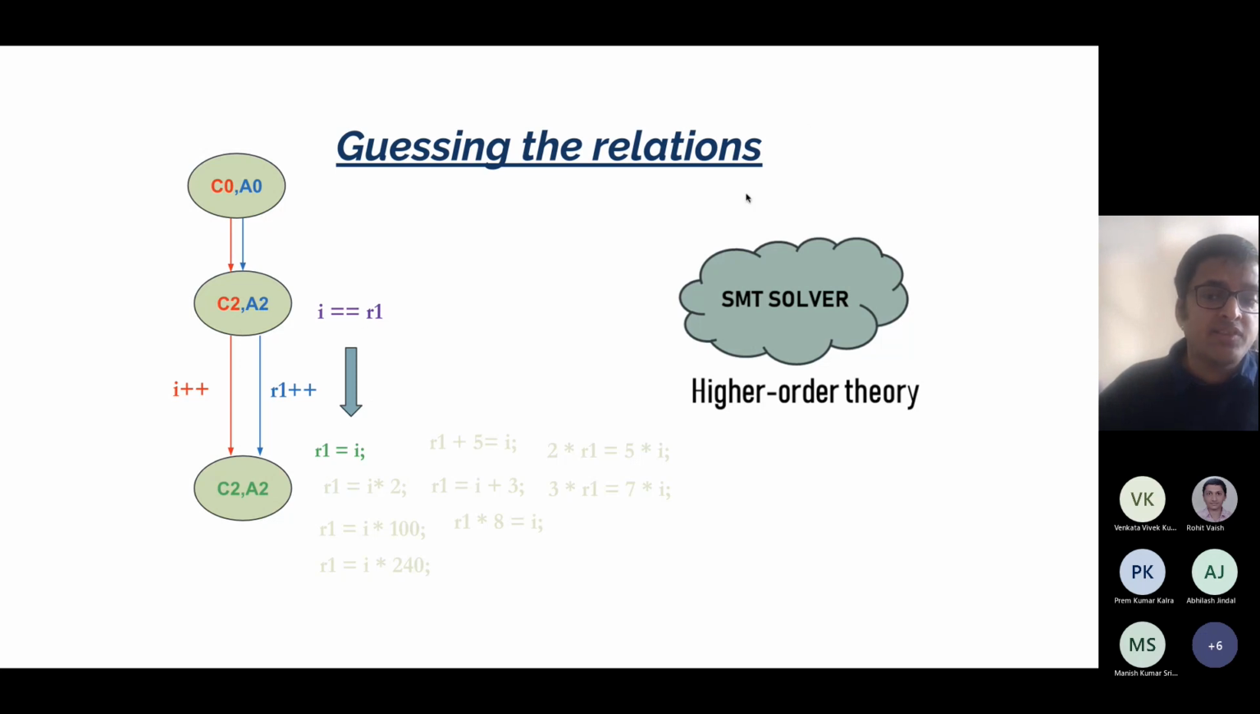And that proof will be discharged using a satisfiability solver, the modern incarnations of which are also called SMT solvers, satisfiability modulo theory solvers.